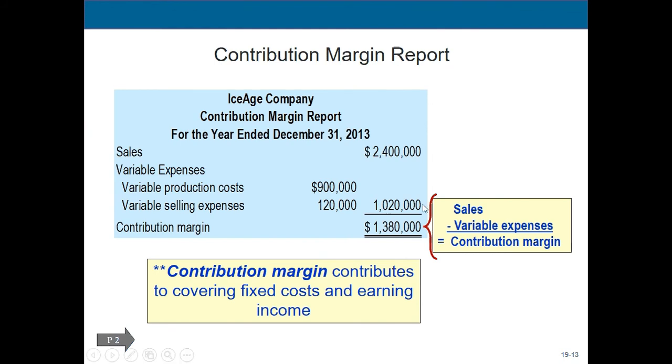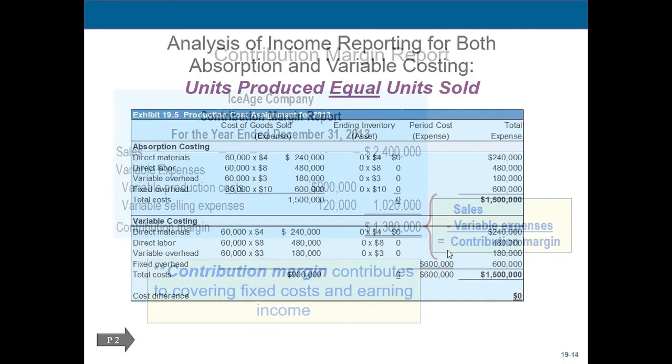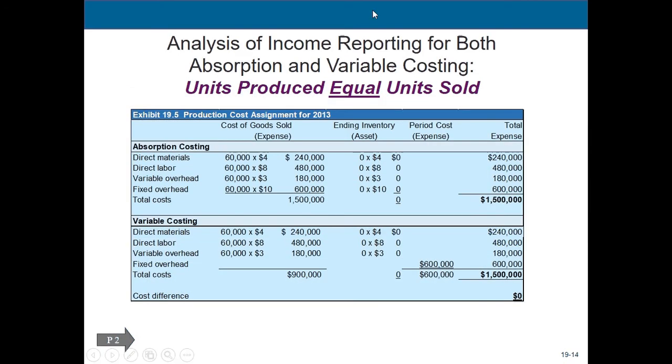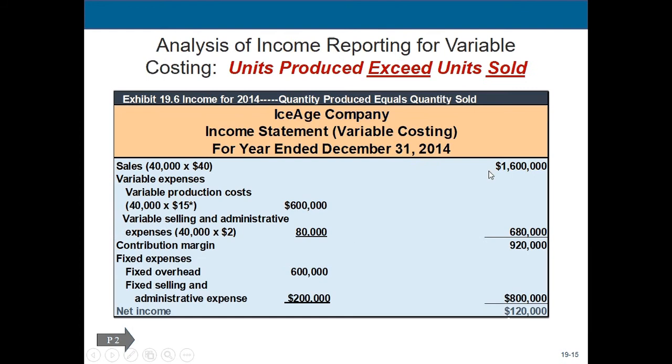This is the contribution margin report for 2013. Just more graphics to show you some different things. Again, if the units produced equal units sold, we end up with the exact same thing, so there is no cost difference between absorption and variable costing. Our total costs are exactly the same, $1.5 million. All right, here's 2014. The units produced exceed the units sold. We're going to produce 60,000 but only sell 40,000.